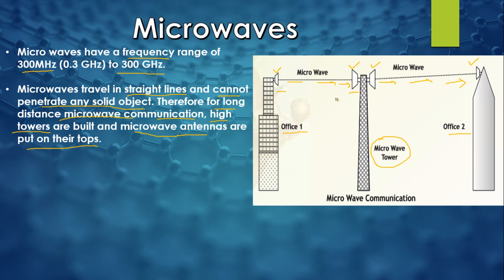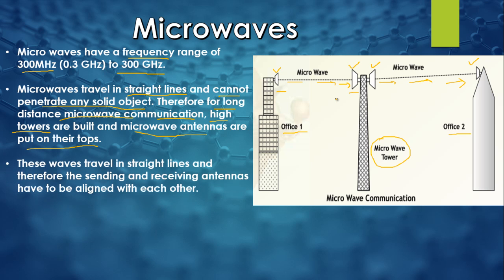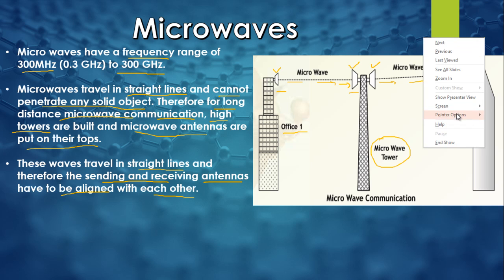Okay, next point is that these waves travel in a straight line, as I already discussed above. These waves travel in a straight line, therefore the sending and the receiving antennas have to be aligned with each other, right? So obviously they travel in a straight line. So what does it mean that they travel in a straight line? Let me explain to you with the help of an example.